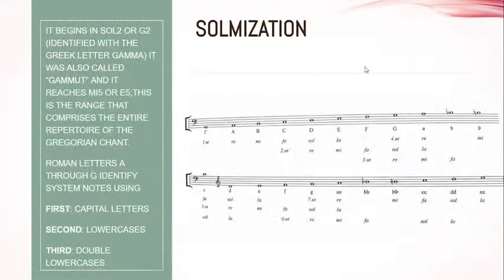How is that? This is the system that he created. It begins with sol here, identified with the Greek letter gamma. Lovely gamma there. G, also called gamut. And it reaches mi here. Sol to mi. Why sol to mi? Because it was the range they could sing.